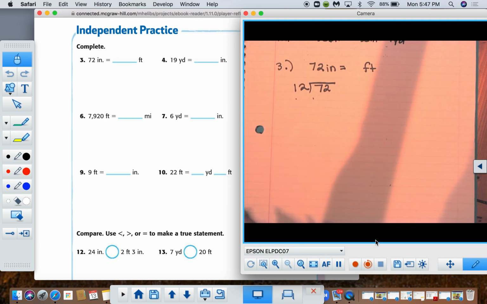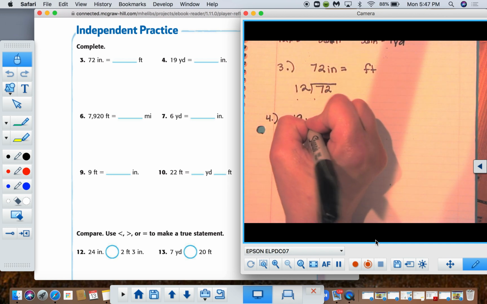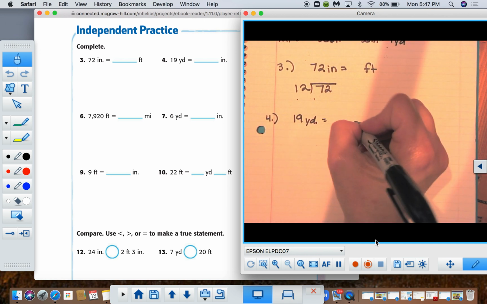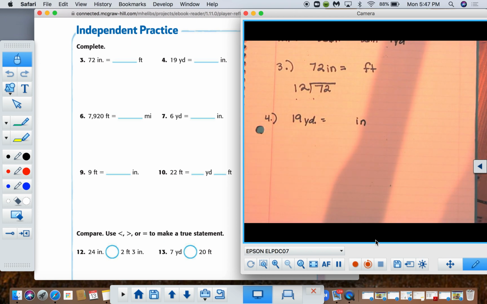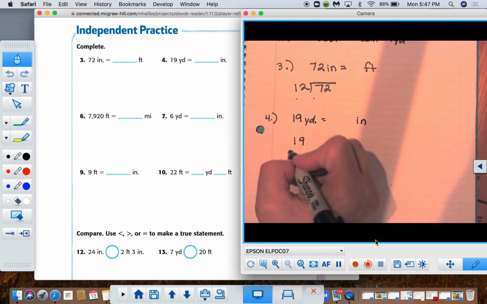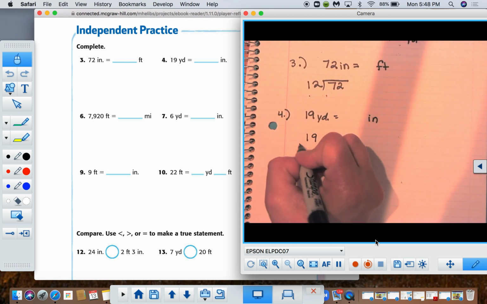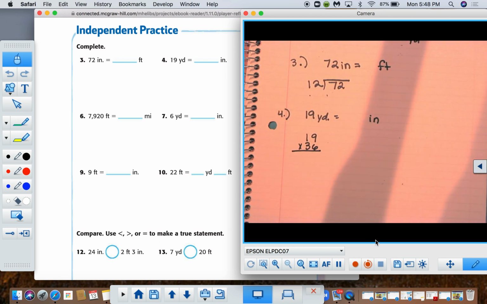For number 4, what you're going to do is you have 19 yards is equal to how many inches? So I'm going from yards to inches, so now I'm going to multiply, right? So I know 19, how many inches are in a yard? 36. And here you're going to do 19 times 36.